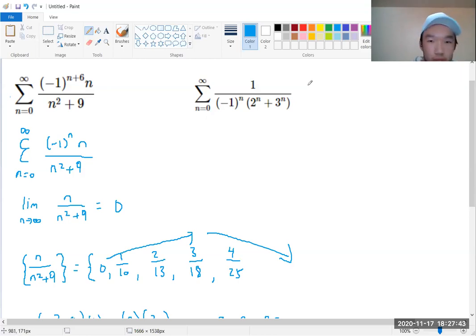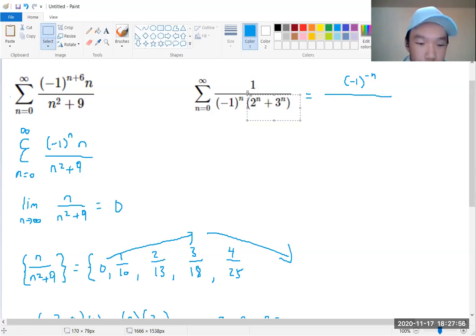So you could write it as -1 to the -n over this stuff. But if you do that, then the exponent is -n, and that's not really the form we want. So I don't know.